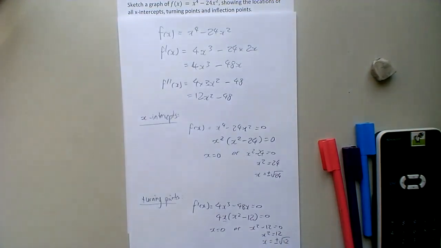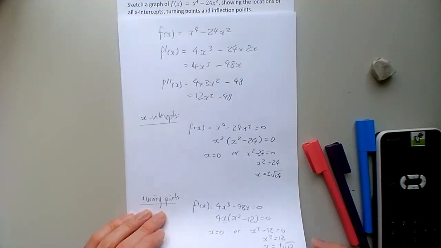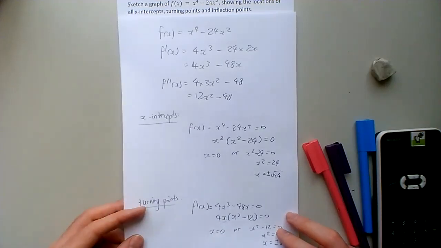So root 12, well, 9 is 3 squared and 16 is 4 squared, so root 12 is somewhere between 3 and 4. Squaring grows faster the bigger it gets, so 12 is closer to 9 than 16, so I reckon we're going to be about 3.5. Doesn't really matter at the moment exactly where it is.